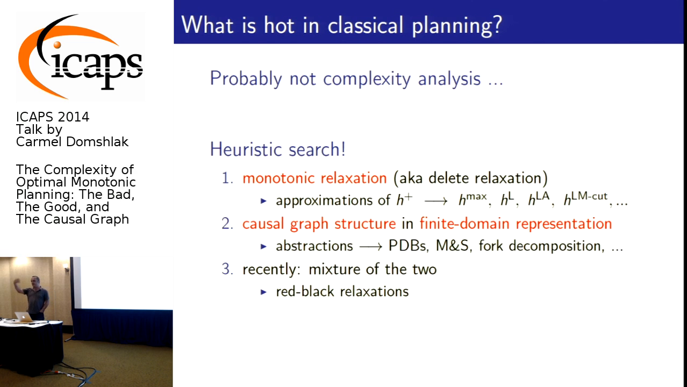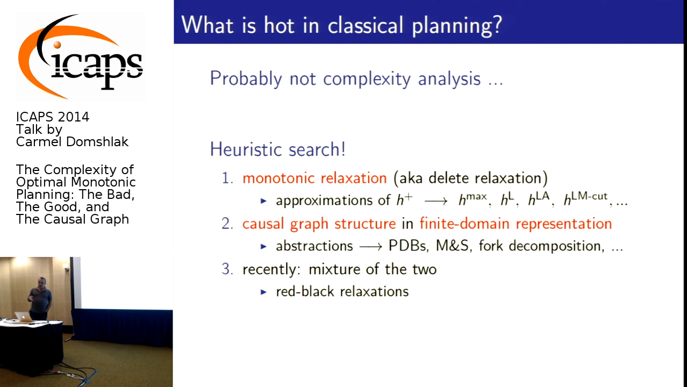foundational parts that contributed to these advances, and there are quite a few of them, we identified two. One is monotonic relaxation, and I assume that after 2 days of ICAPS, you already know what it is. Lots of approximations of optimal solutions for monotonic planning problems have evolved into effective heuristic functions, both admissible and inadmissible.